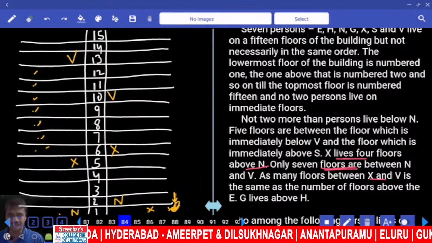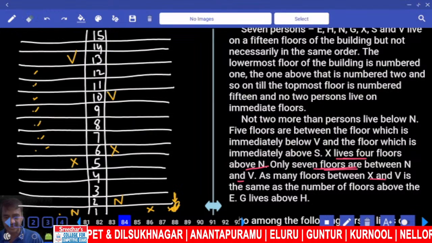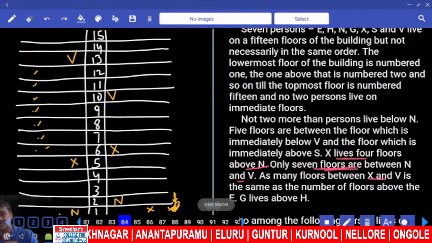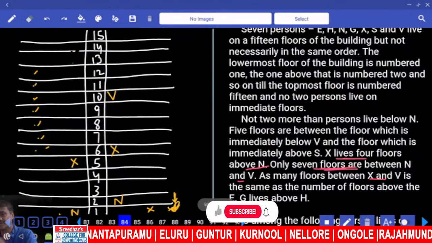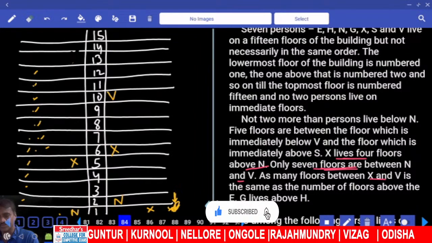And X leaves floors above N, coming back. Only 7 in between N and V. In between N and V, we need to have 7. Clear? N and V, how many? 7. 1, 2, 3, 4, 5, 6, 7.